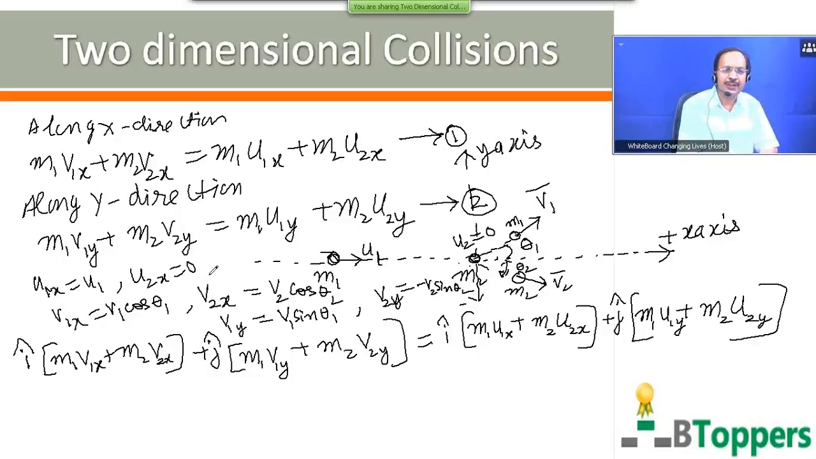The initial velocity of m1 is along x-axis, so its component along y-axis is 0. So here u1y is 0 and u2y is also 0. The second mass m2 is initially at rest, so initial velocity of the second mass is 0 along both axes. Then you have to apply conservation of momentum along x-axis and conservation of momentum along y-axis. Of course, the procedure will be more clear for you when I discuss some problems based on this two-dimensional collisions.